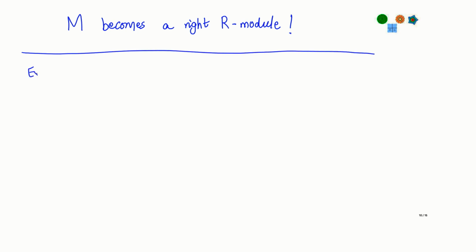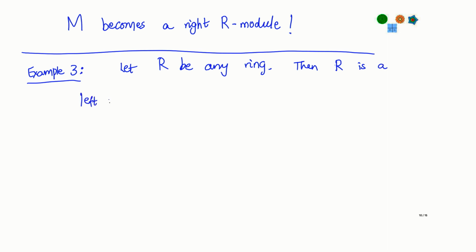Okay, excellent. And my final example for now is a general one. Let R be any ring. Then R actually is a left module over itself. In other words, I can take my module to be my ring itself, the underlying set of the ring.